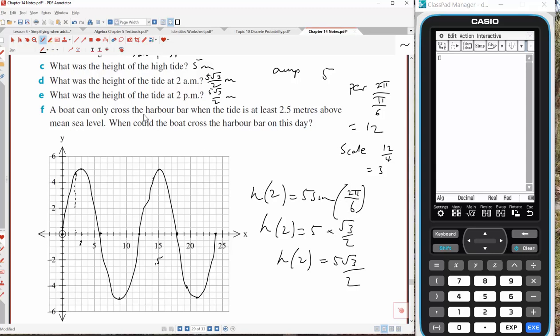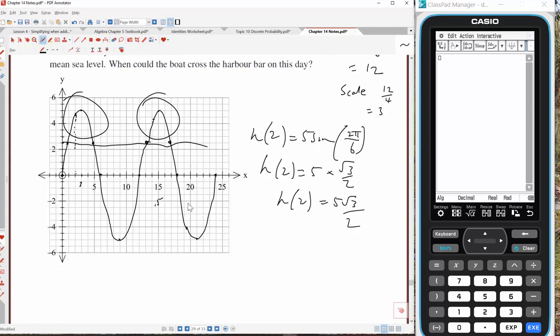A boat can only cross the harbour bar when the tide is at least 2.5 metres above mean sea level. When could the boat cross the harbour on this day? What we're looking for is, so this is 3, this is 2.5, so we're looking for when the tide is above 2.5 metres. That's where we want the tide to be, and it's in this section here, when the water is this height, that I'm able to actually cross the harbour bar.